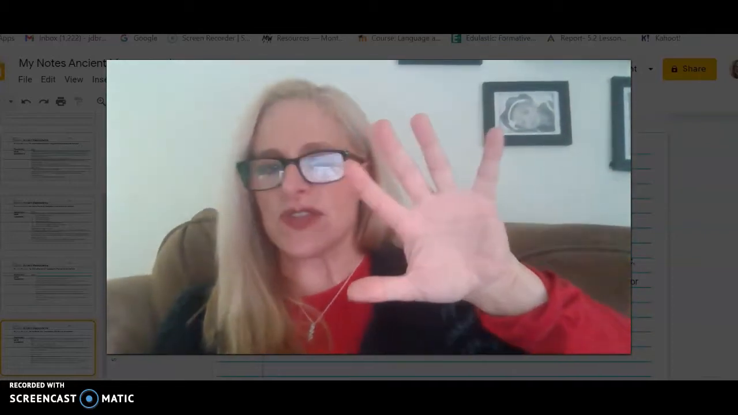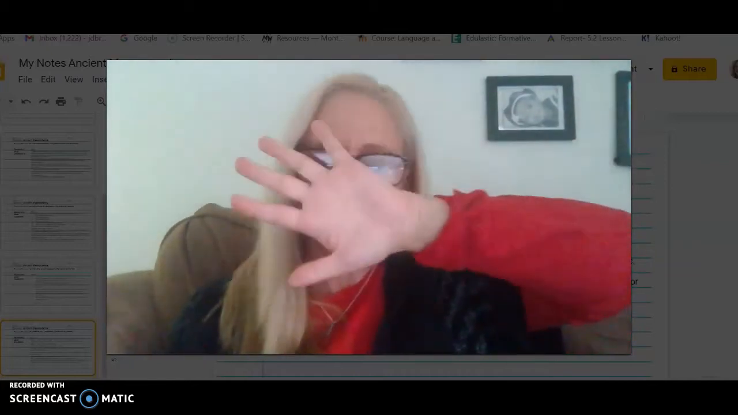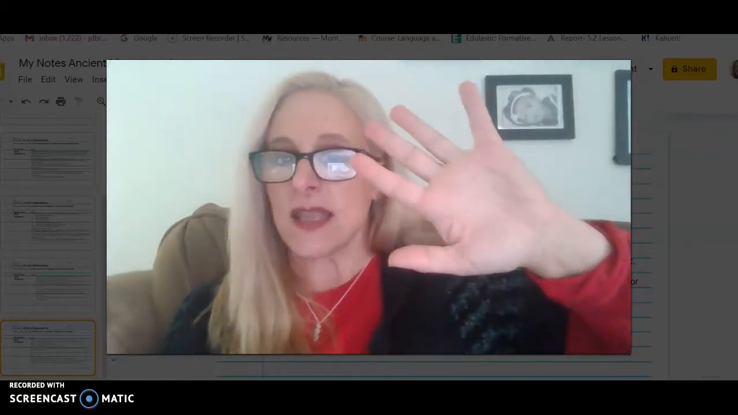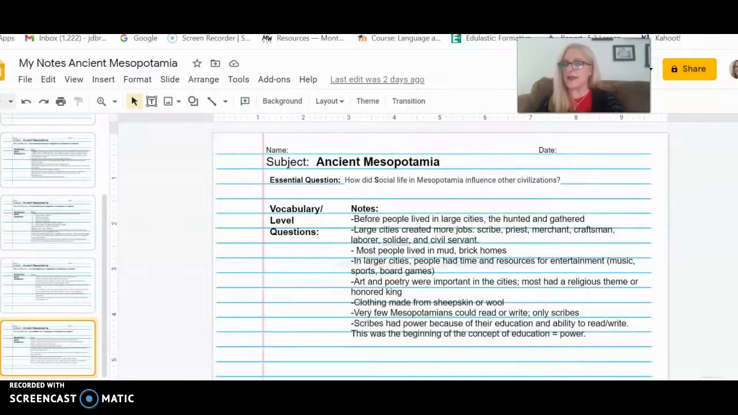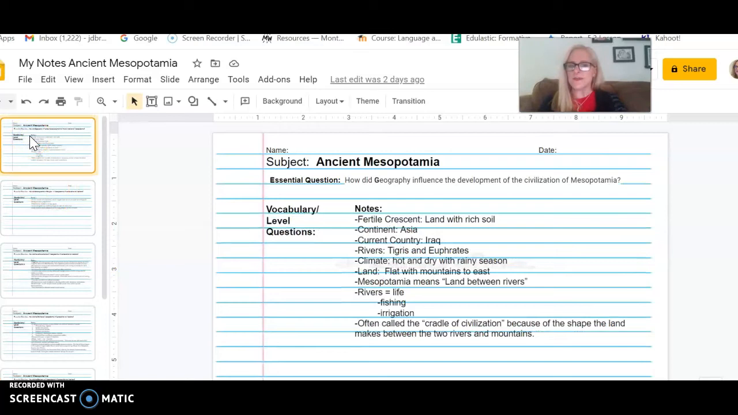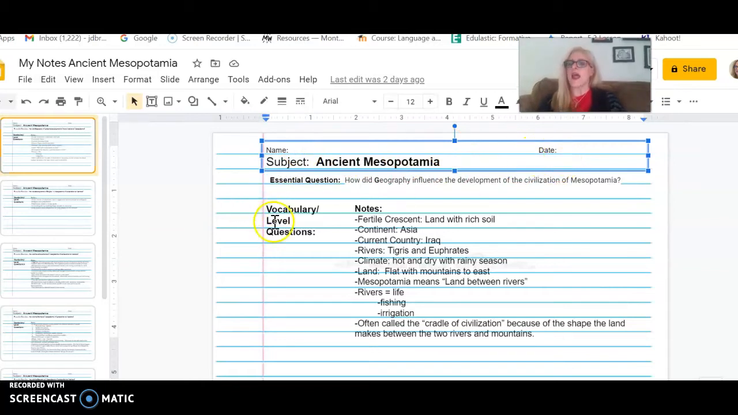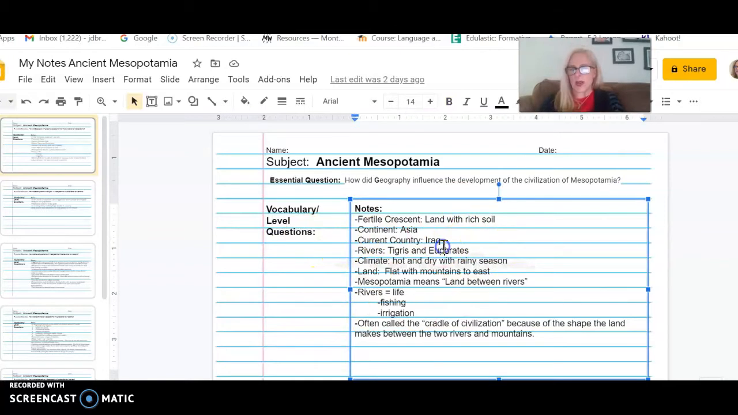So our notes are separated into geography, religion, achievement, politics, economy, and social life. And that's what these pages are. Let's start at the top. Here's geography. This is all the same. All of us should have this. They should have their name here and a date. This is going to be blank. We're doing that when we come back. And then this is the part they filled out.